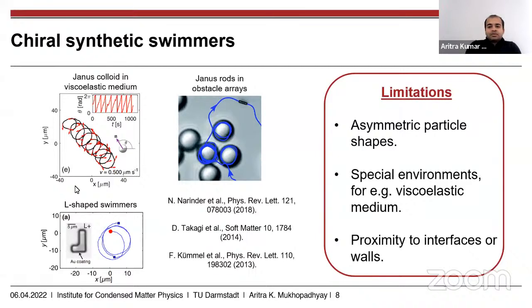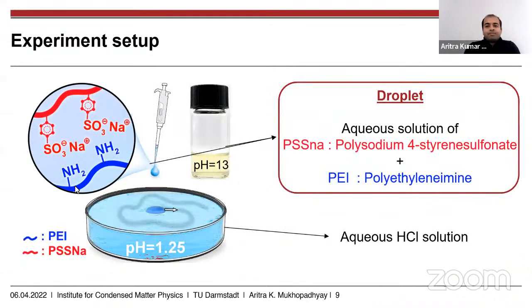So this brings us to our experimental setup. This part has been done by our collaborators in China. We have a liquid droplet, which is composed of a highly alkaline mixture of two polyelectrolytes, that is PSS and PEI. Additionally, we have a solvent in the Petri dish, which is just an aqueous solution of hydrochloric acid. So what happens when we drop one drop of this droplet on the solvent?